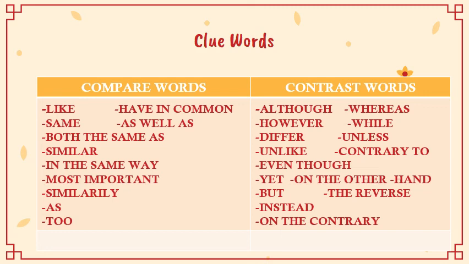But if I want to show contrast, I have to use the contrast words. Although, however, differ, unlike, even though, yet, but, instead, on the contrary, whereas, while, unless, contrary to, on the other hand, the reverse. So all these words show contrast, show differences. Okay, so there are certain words that I have to use when I want to show similarities, and certain words that I have to use when I want to show differences. Later next week when we take the writing, you're going to write a compare and contrast paragraph, then you're going to use these words in your writing. Okay, so you have to keep them in your mind.